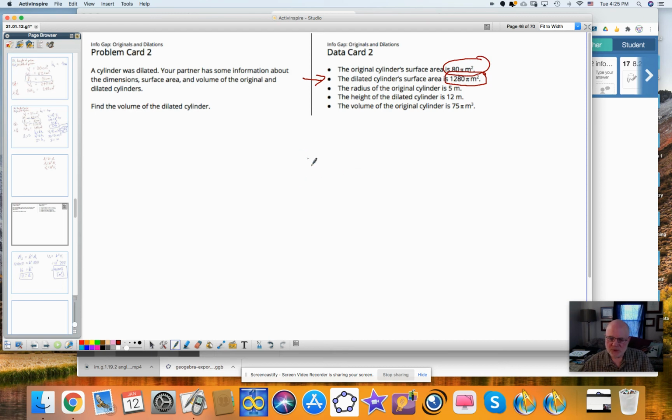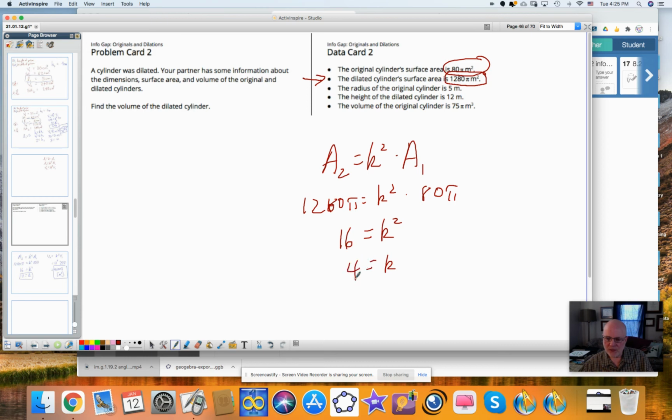So from this, the person could say the area 2 is equal to k squared times area 1. And so you have 1280 pi is equal to k squared times 80 pi. And from this, we'll divide both sides by 80 pi. K squared is equal to 16, and k is equal to 4. Oh, I got the scale factor. That's not going to help. That's not what I needed. I know the volume of the dilated cylinder.